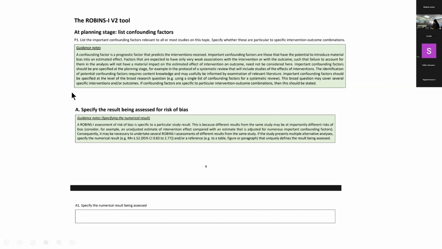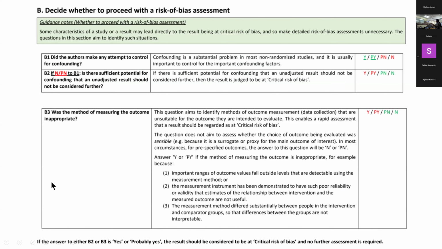So if you look at what is important in the ROBINS tool, it helps you to first identify the confounding factors. Once you have identified the confounding factors, it asks you 3 signaling questions. In B1: did the authors make any attempt to control for confounding? And you can put your answer in that. The second question is, is there sufficient potential for confounding that an unadjusted result should not be considered further? The third question is, was the method of measuring the outcome inappropriate? For these 2 questions, if you rate it as yes or probably yes, you stop the entire scoring. You say that this study is at a critical risk of bias and you don't have to go further.